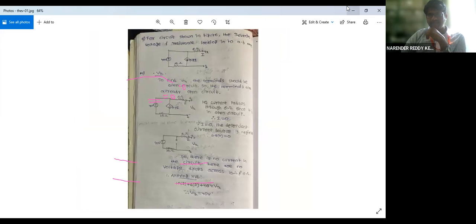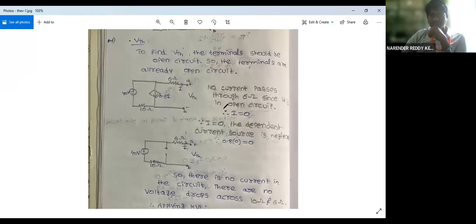What do you say? Finding the value of RTH. Now here comes the problem. How do you find the value of RTH?